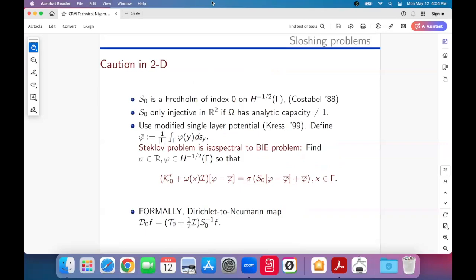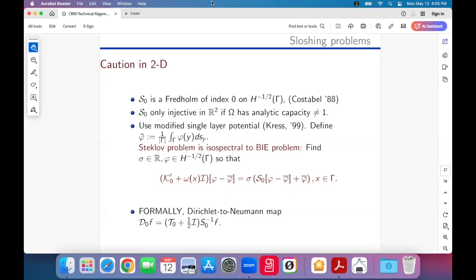Of course, in 2 dimensions, you need to be a little bit careful. So the single layer, it's Fredholm of index 0, but it's only injective provided the logarithmic capacity is not 1. Now, if you know what the log capacity is, great. If you don't know what the log capacity is, you really shouldn't care. Your numerical method needs to work even if you didn't know. Okay? So the fix for this is you add and subtract something clever.